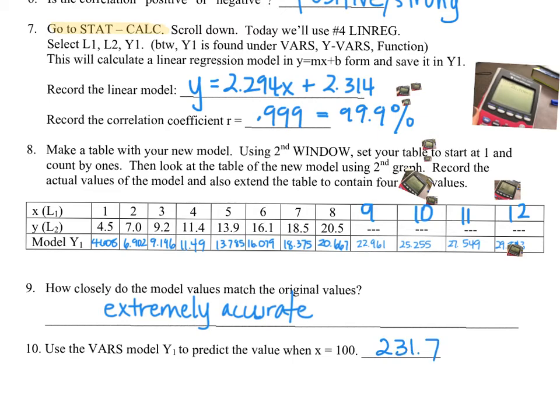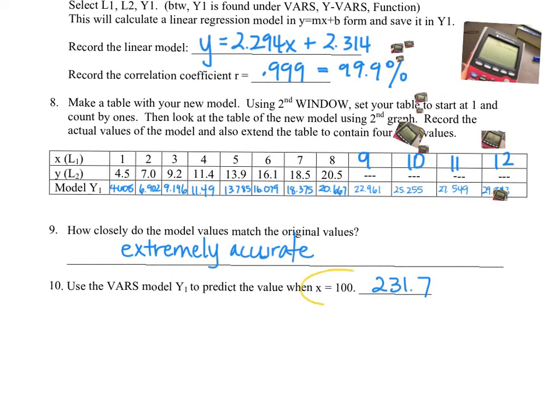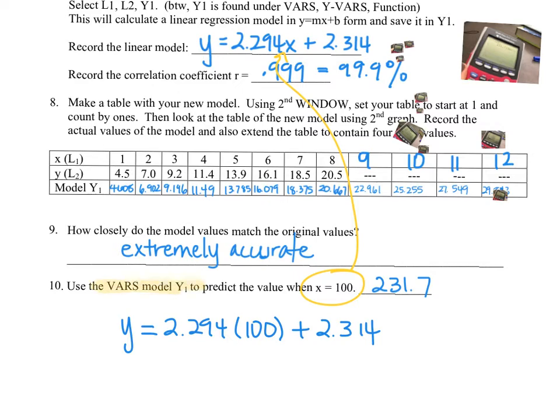231.7. That is the same as taking the number 100 and plugging it into the x value of the function. If we did the work by hand, it would be y equals 2.294 times 100 plus 2.314. If you do it by hand, you'll be slightly inaccurate because you're using rounded numbers. That's why we like to have the calculator do it for us, because it will give us the most accurate value. So I would really encourage you to get good at using the VARS model to do any predicting of numbers that aren't on your original table.